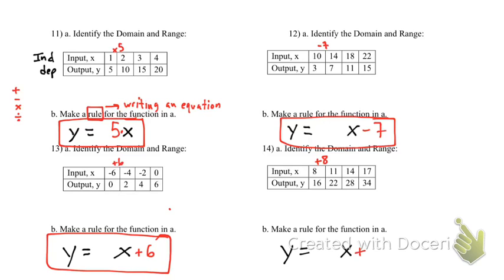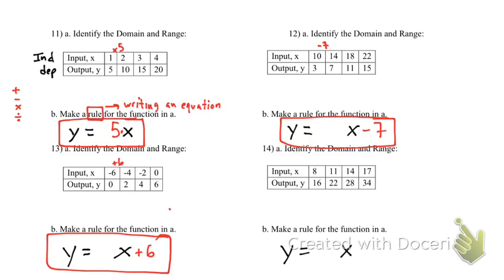So let's check this rule. If I plug in 8 here and I add 8, that gives me 16. That's good. If I plug 11 here and I add 8, that gives me 19, which means it doesn't work. So this rule of adding 8 is not good. That's the bad rule. So now we got to try something else.